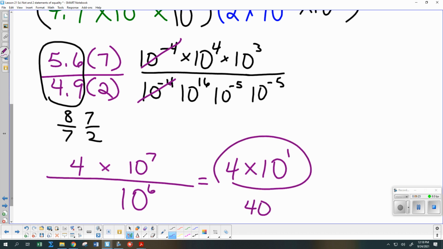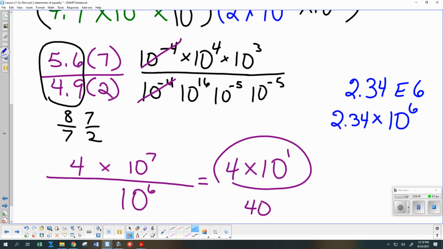I want to point out your calculator, if it was, I don't know, 2.34, and actually had a bunch of other places, e to the 6th, you may not write it like that. You must write it 2.34, use an x for the times, and a 10 to the 6th. So don't just copy what your calculator says, shift it to the way we write it.